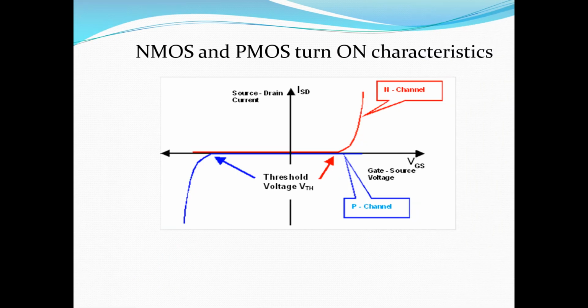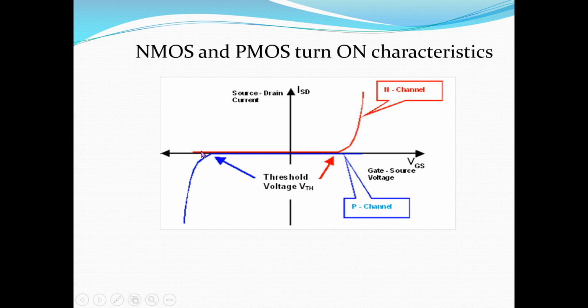The characteristics of the turn-on situation of NMOS and PMOS transistors. You can see up to here is the minimum voltage which is required by a transistor to turn on. That is what we call the threshold voltage. This part is the threshold voltage of an NMOS transistor, and this is the threshold voltage of a PMOS transistor.